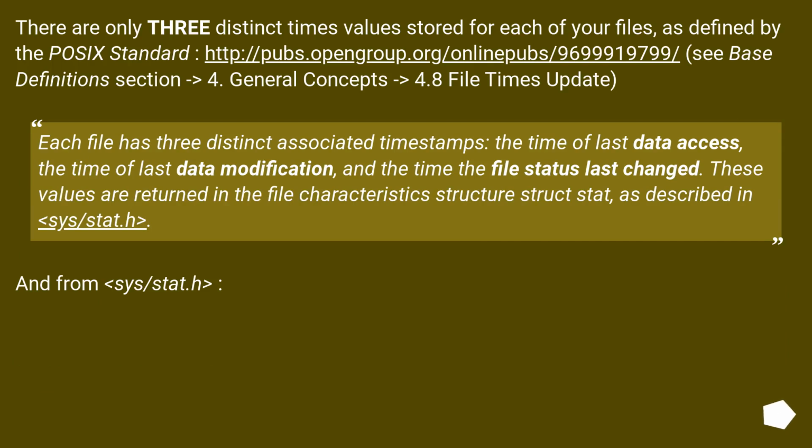There are only 3 distinct time values stored for each of your files, as defined by the POSIX standard. See the base definitions section, 4. General concepts, and 4.8 file times update. Each file has 3 distinct associated timestamps: the time of last data access, the time of last data modification, and the time the file status last changed.